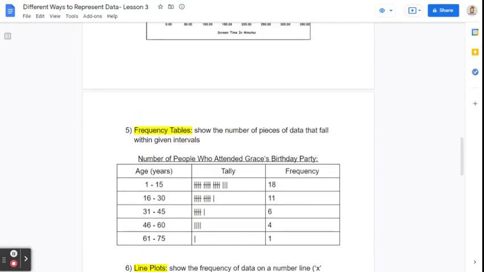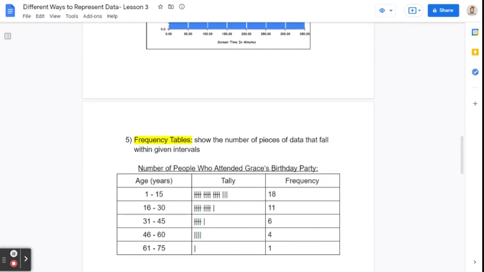Frequency tables show the number of pieces of data that fall within given intervals. So in this case, number of people who attended Grace's birthday party, you have the age, which is obviously represented in years, the tally, and frequency. So for ages 1 to 15, 18 people attended, 16 to 30, 11 people attended. From ages 31 to 45, 6 people attended, 46 to 60, 4 people attended, and 61 to 75, 1 person attended.